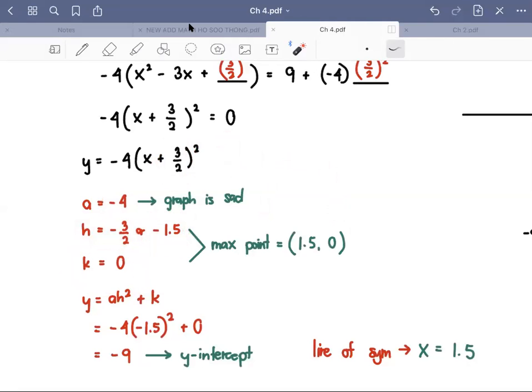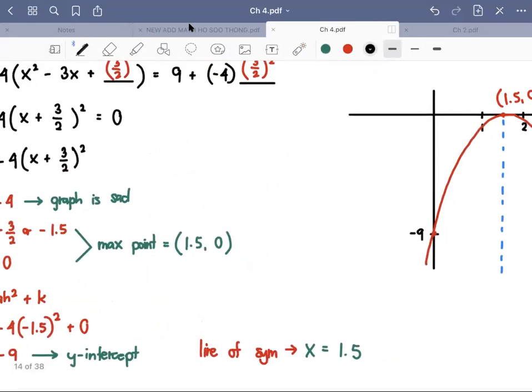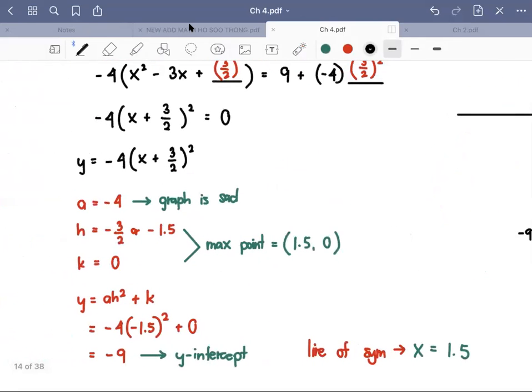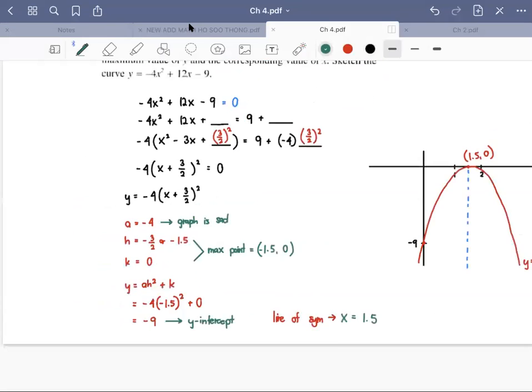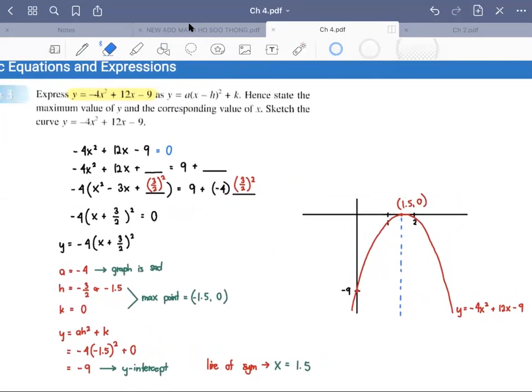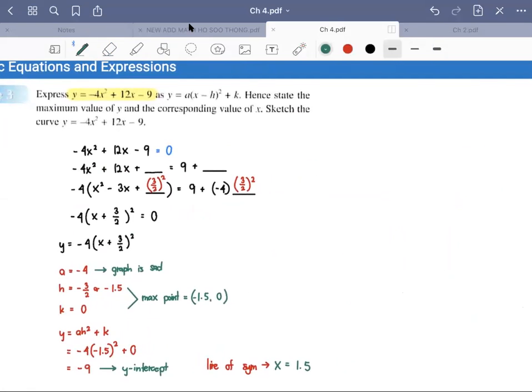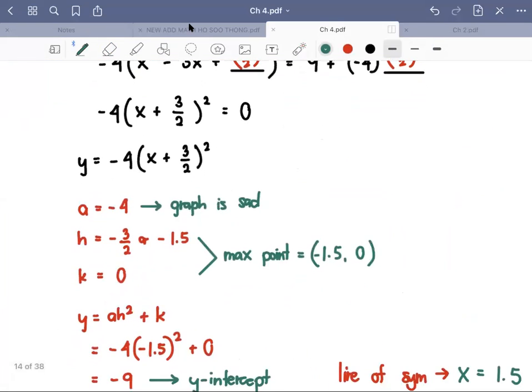So that means that your maximum point is at negative 1.5, and then 0. So let me erase this. I'll just do it all over again. All right. So that's your maximum point. And we know that the graph is sad, so your maximum point is over here.